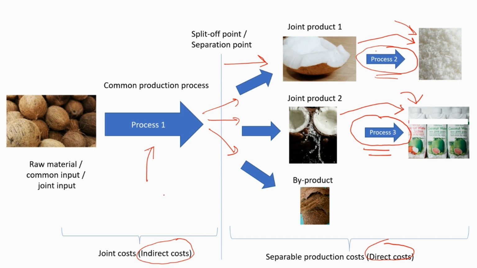Simply, you can remember that up to the split off point, any costs incurred will be considered joint costs, which are indirect costs, because we cannot identify these costs separately to the products. Any cost incurred after the split off point is known as a separable production cost. These are direct costs because any further processing costs can be easily identified to each product separately.